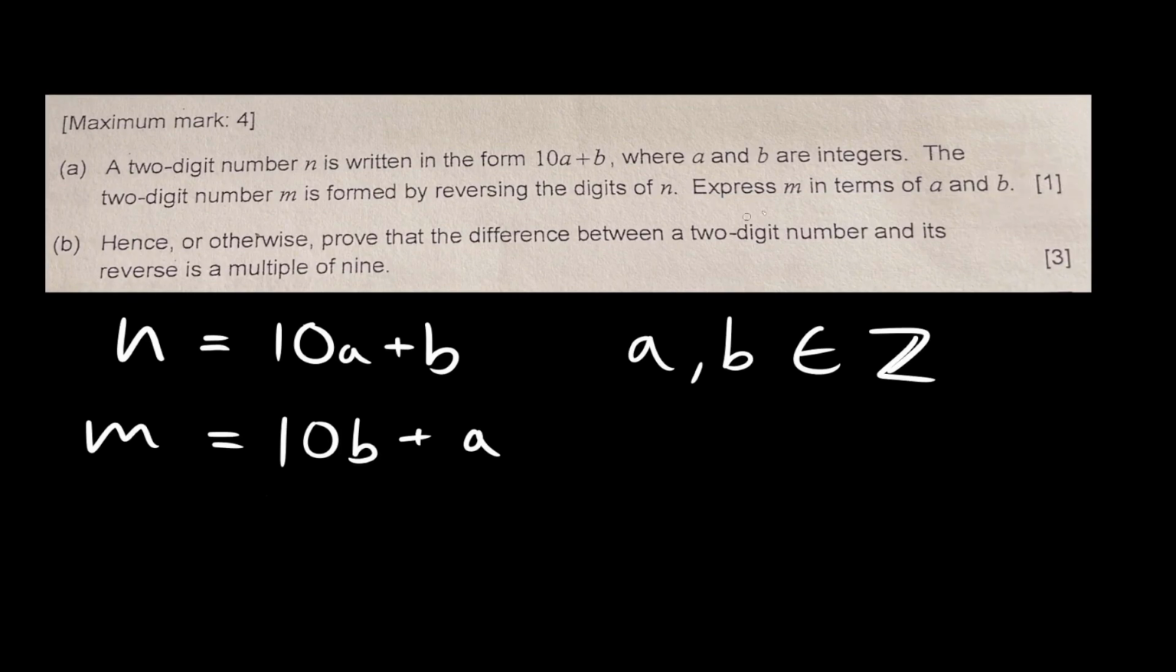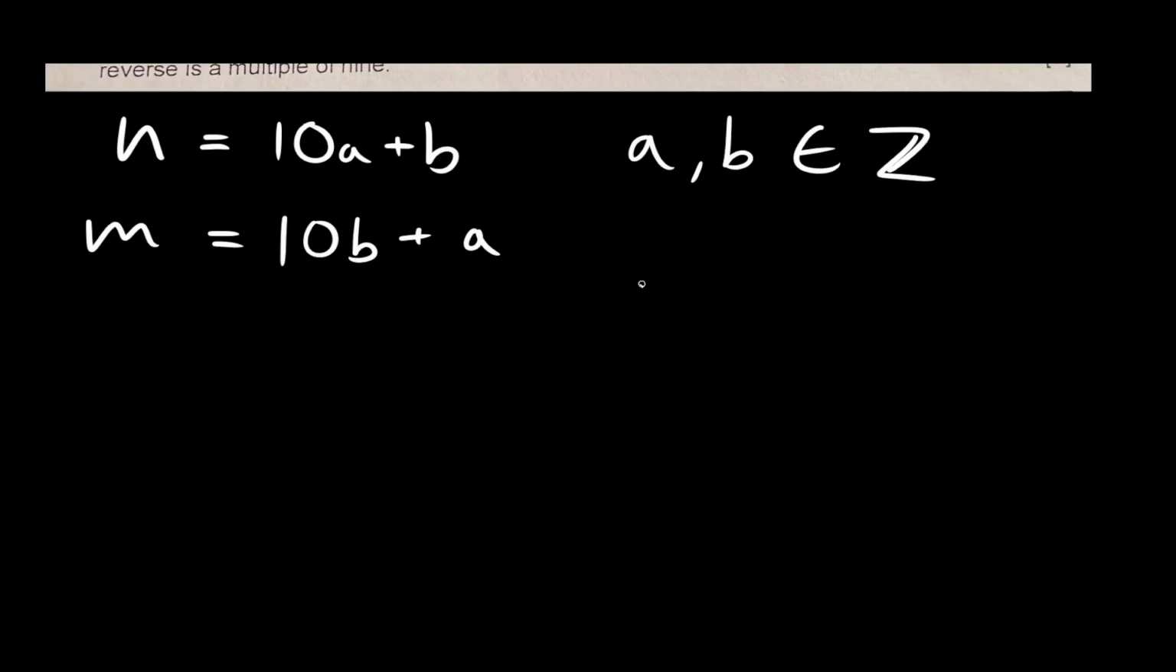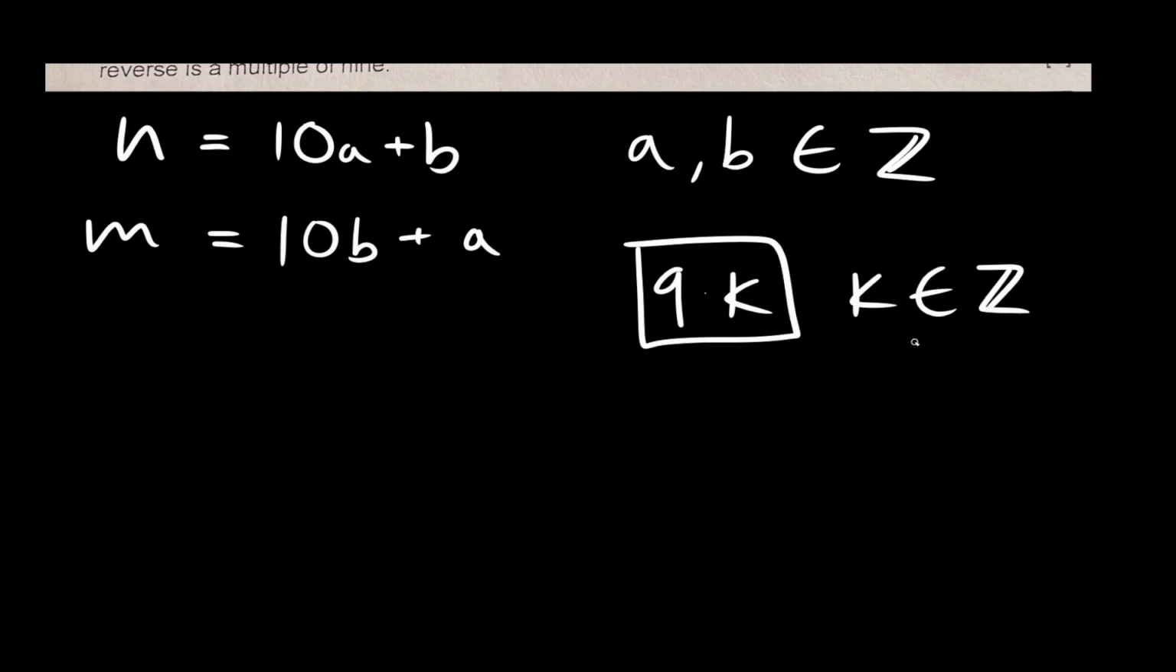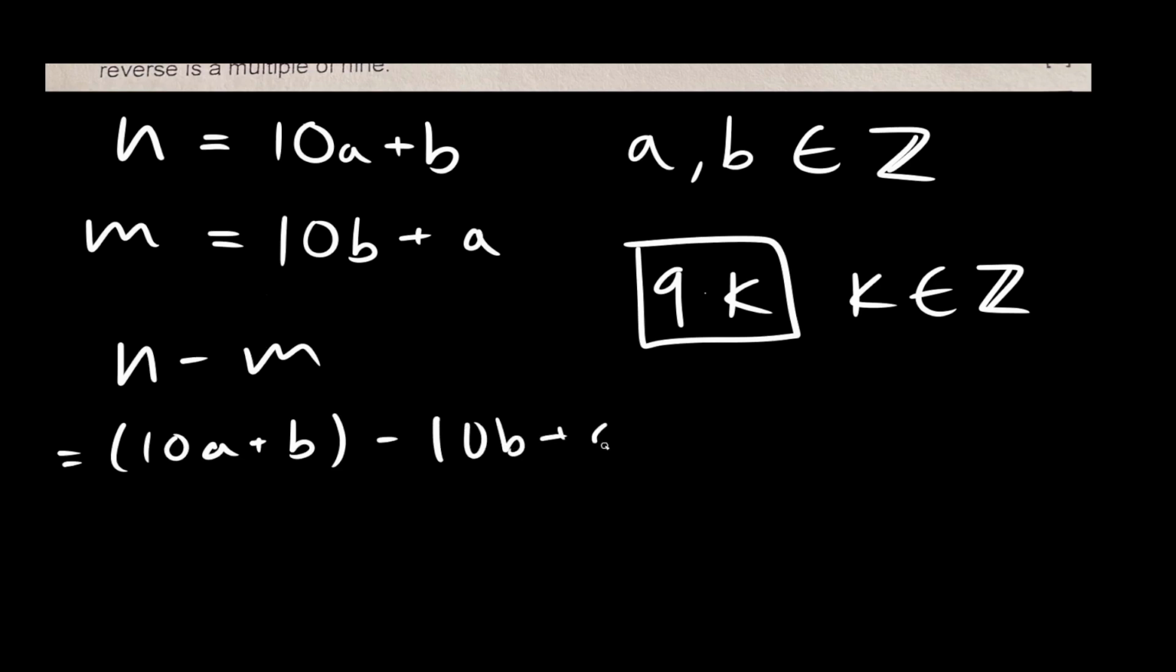That's 1 mark already. And hence or otherwise prove that the difference between a 2-digit number and its reverse is a multiple of 9. So what I'm going to say first is that 9 times any integer, let's say k, this is the definition for a multiple of 9, provided that k is an element of the integers. So let's do the subtraction of n minus m. This is going to be equal to 10a plus b minus (10b plus a). Don't forget your brackets. You'll see that this will be 9a minus 9b.